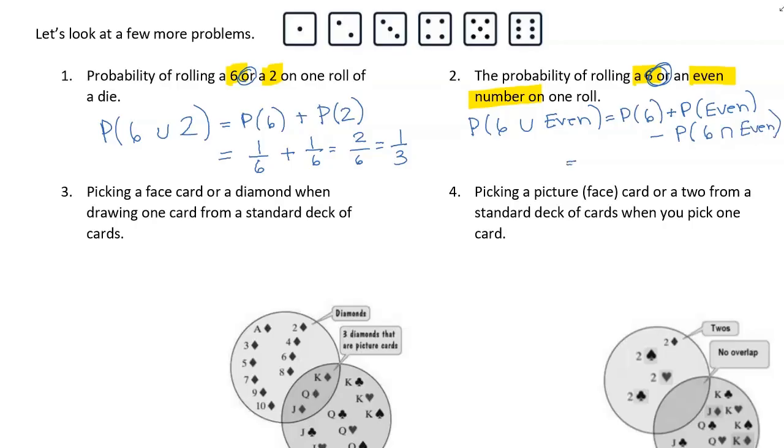All right, so this will equal probability of rolling a 6, well, there's just 1 6, plus the probability of rolling an even, well, there's 1, 2, 3 out of 6 even numbers. Then I need to subtract the probability of being 6 and even. Well, if I look at this right here, 6, that is 6 and that is even. And there's only one out of the 6 outcomes that is 6 and even. So I'll subtract 1/6. This will equal 3/6, which equals 1/2.